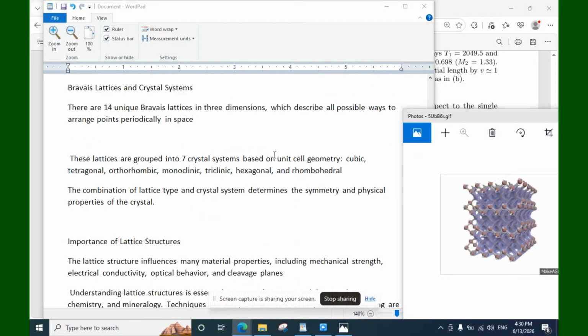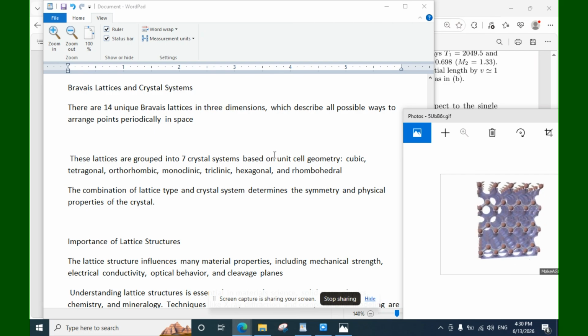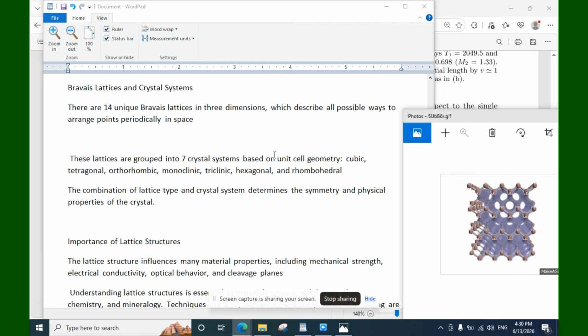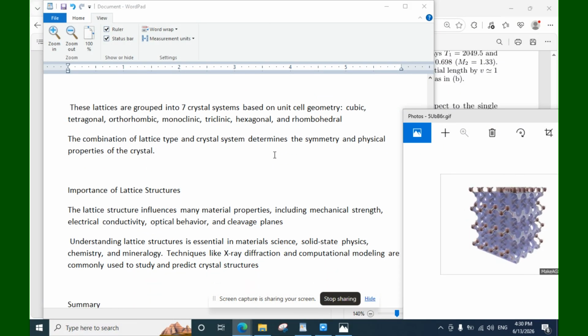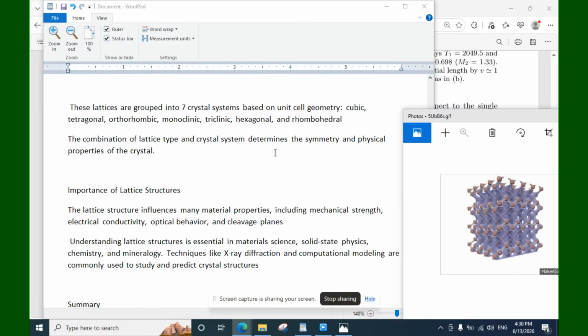Bravais lattices and crystal systems. There are 14 unique Bravais lattices in three dimensions, which describe all possible ways to arrange points periodically in space. These lattices are grouped into 7 crystal systems based on the unit cell geometry: cubic, tetragonal, orthorhombic, monoclinic, triclinic, hexagonal, and rhombohedral. The combination of lattice type and crystal system determines the symmetry and physical properties of the crystal.